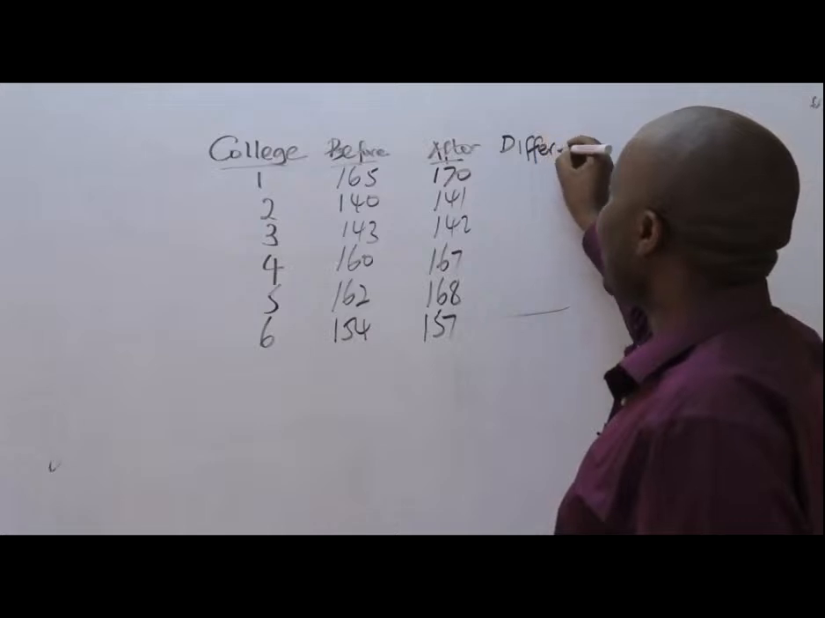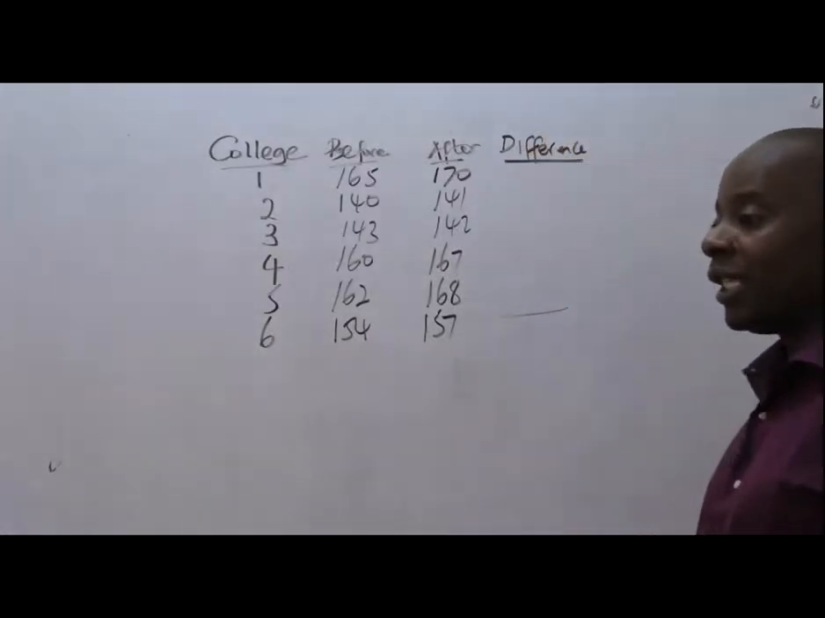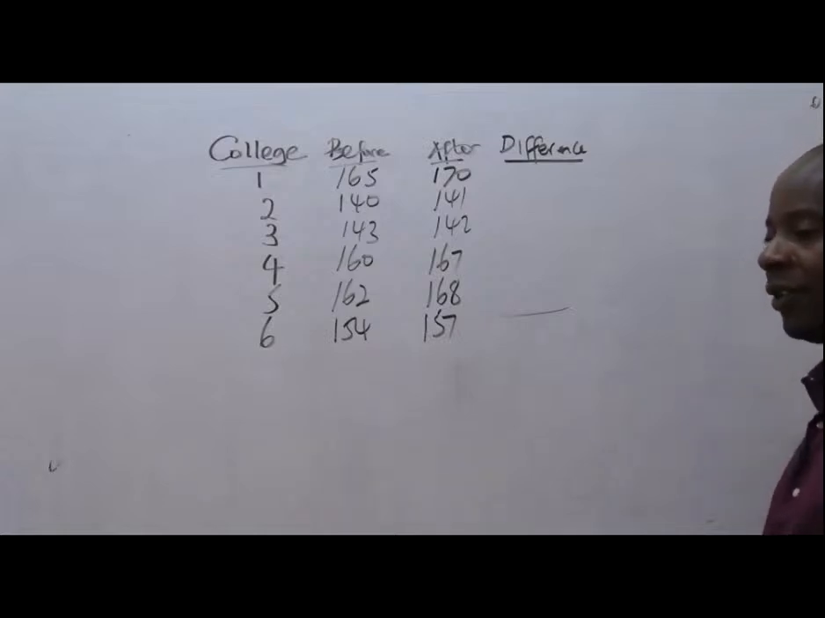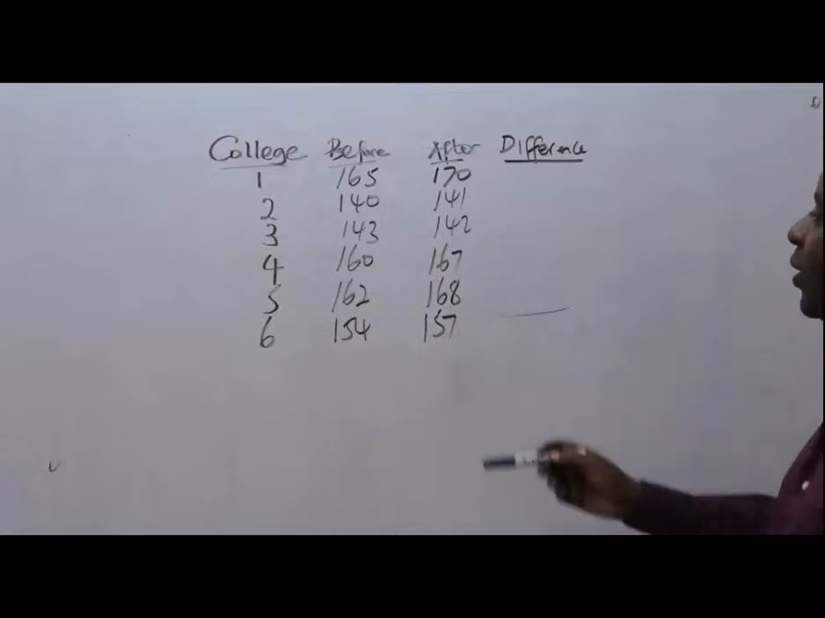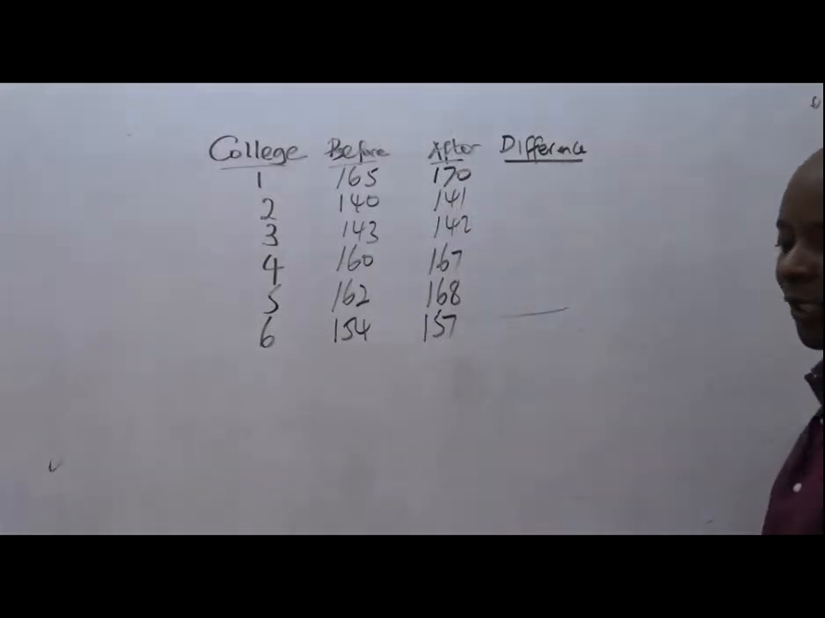For differences. We'll need a column for difference. So please give me the difference. Difference, 165 minus 170. Give me the differences very fast.